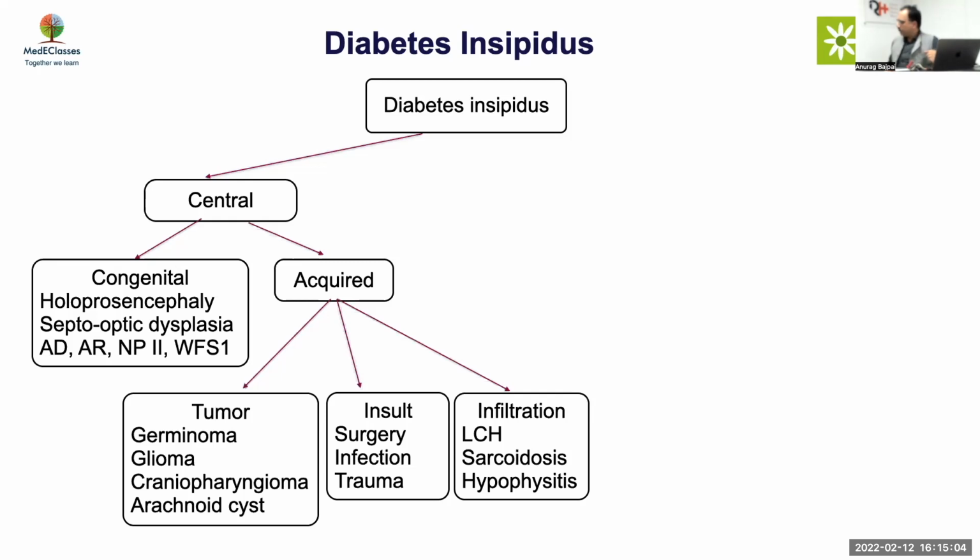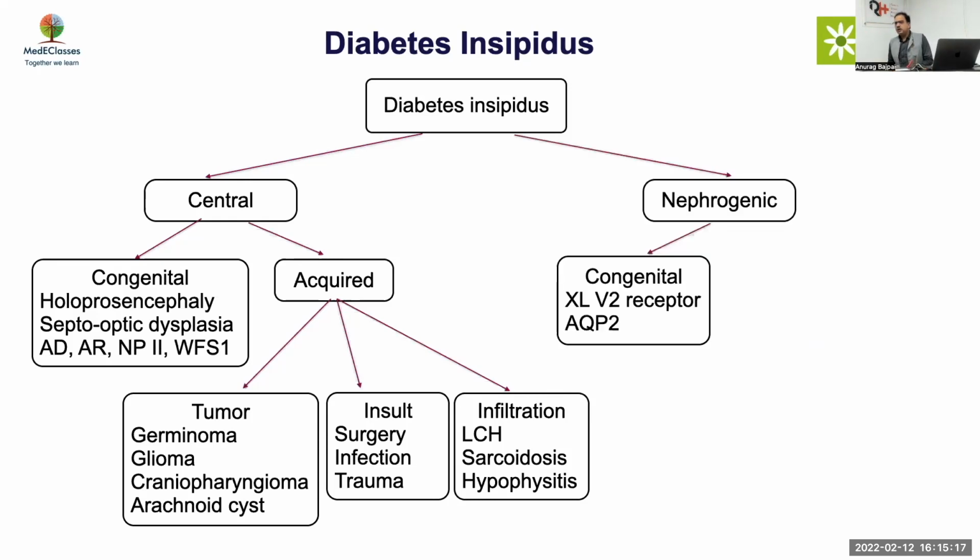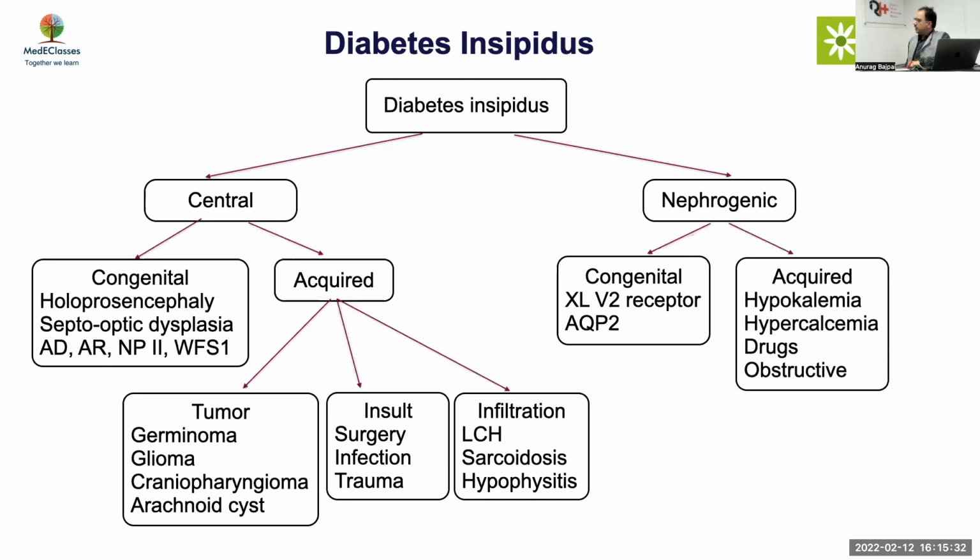Insults are obvious, and infiltrative disorders like histiocytosis are very important, as we discussed: 2 to 5 years of age with rash, seborrhea, ear discharge, hepatosplenomegaly, lytic lesions. Nephrogenic DI, congenital, as I said: young male, recurrent fever, dehydration, mild hypernatremia, 6 to 12 months. Family history, maternal uncle, polyhydramnios, mother has a history of polyuria in pregnancy. That's X-linked nephrogenic DI. Acquired causes include hypokalemia, hypercalcemia, drugs and obstructive causes.